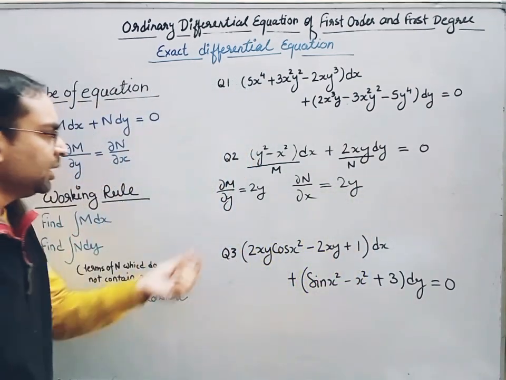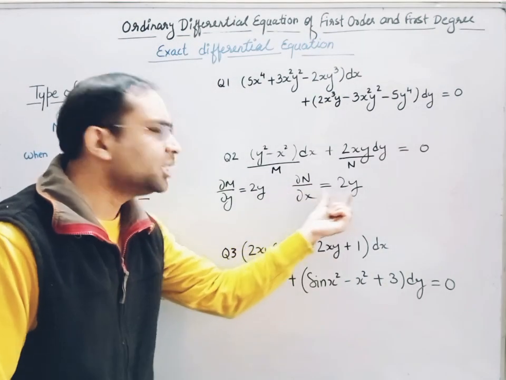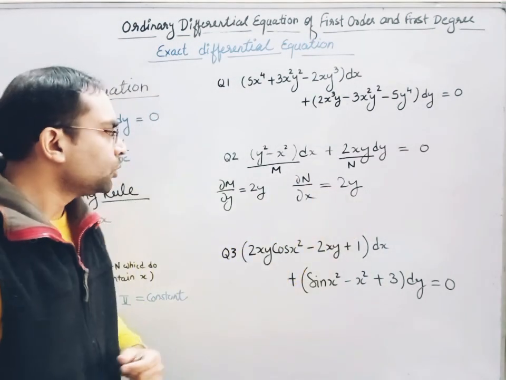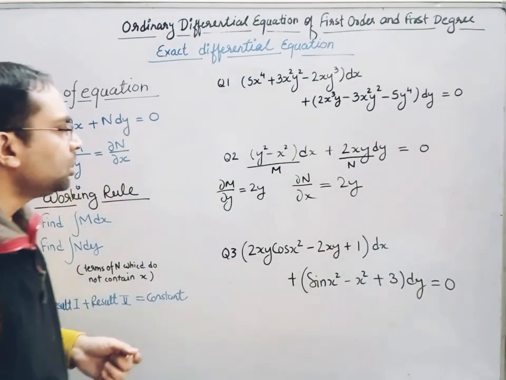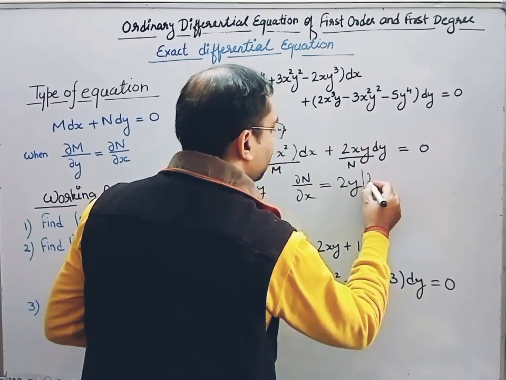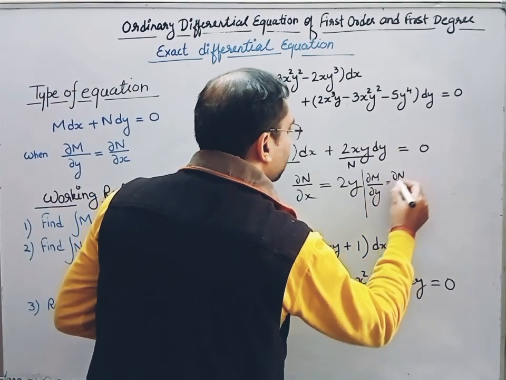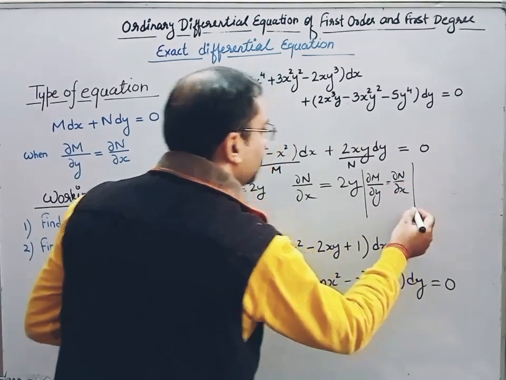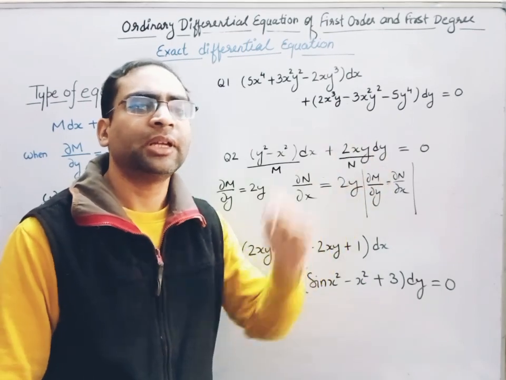And here we can see del M upon del y is 2y and del N upon del x is also 2y. So here this condition meets, that del M upon del y is equal to del N upon del x in our case. So this is the exact differential equation.